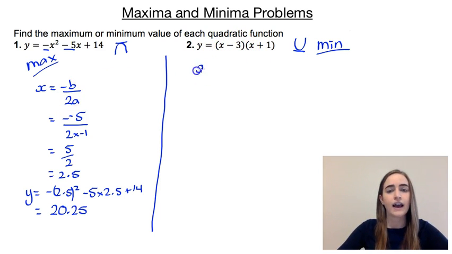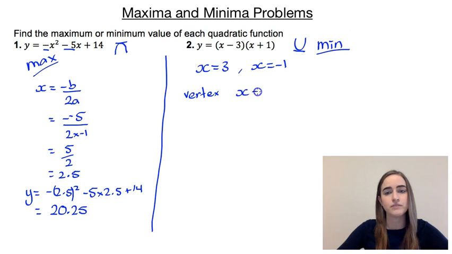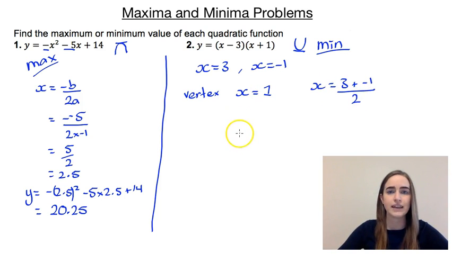Instead, we can look at our roots, or our zeros, or our x-intercepts, and they'd be at x equals 3 and x equals minus 1. Because parabolas are symmetric, our vertex is going to have an x-coordinate that's halfway between 3 and minus 1. So our vertex has an x-coordinate of 1, because 1 is halfway between 3 and minus 1. If you're not sure about that, you could add them together, 3 plus minus 1, and then divide your answer by 2 to get that.